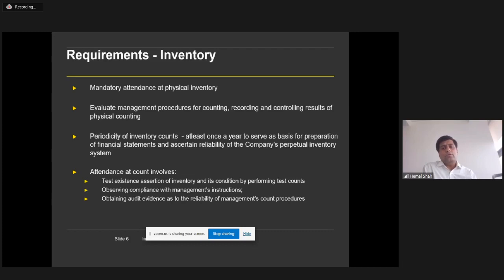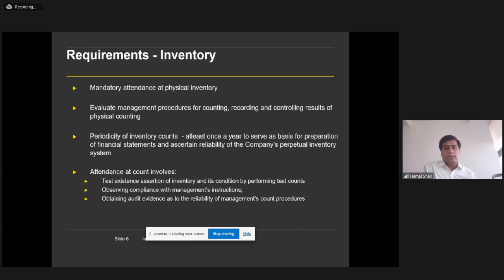Evaluate management procedures for counting, recording, and controlling for results of physical counting that we have discussed. Now, what is the periodicity of inventory count? So, as we said, at least once in a year, it is very critical to cover the entire inventory. But once in a year is not sufficient. Once in a year is minimum. But it is always prudent to do ABC categorization of the entire inventory.